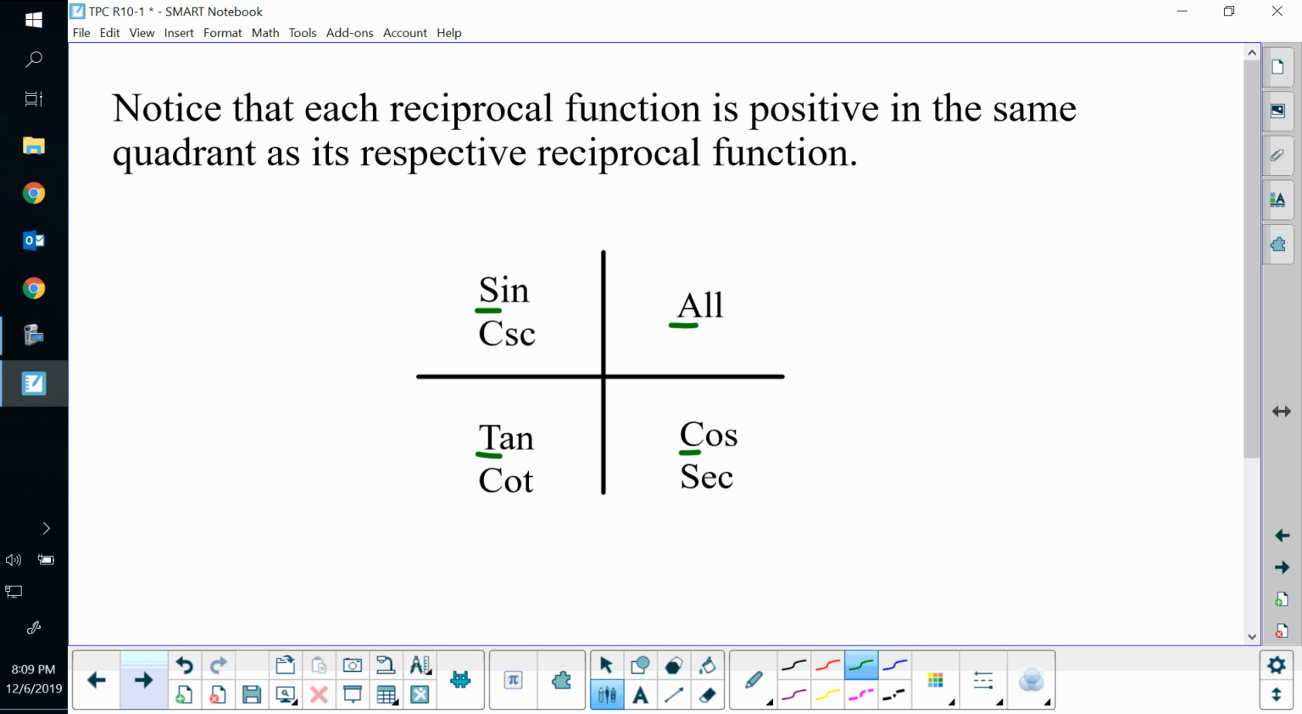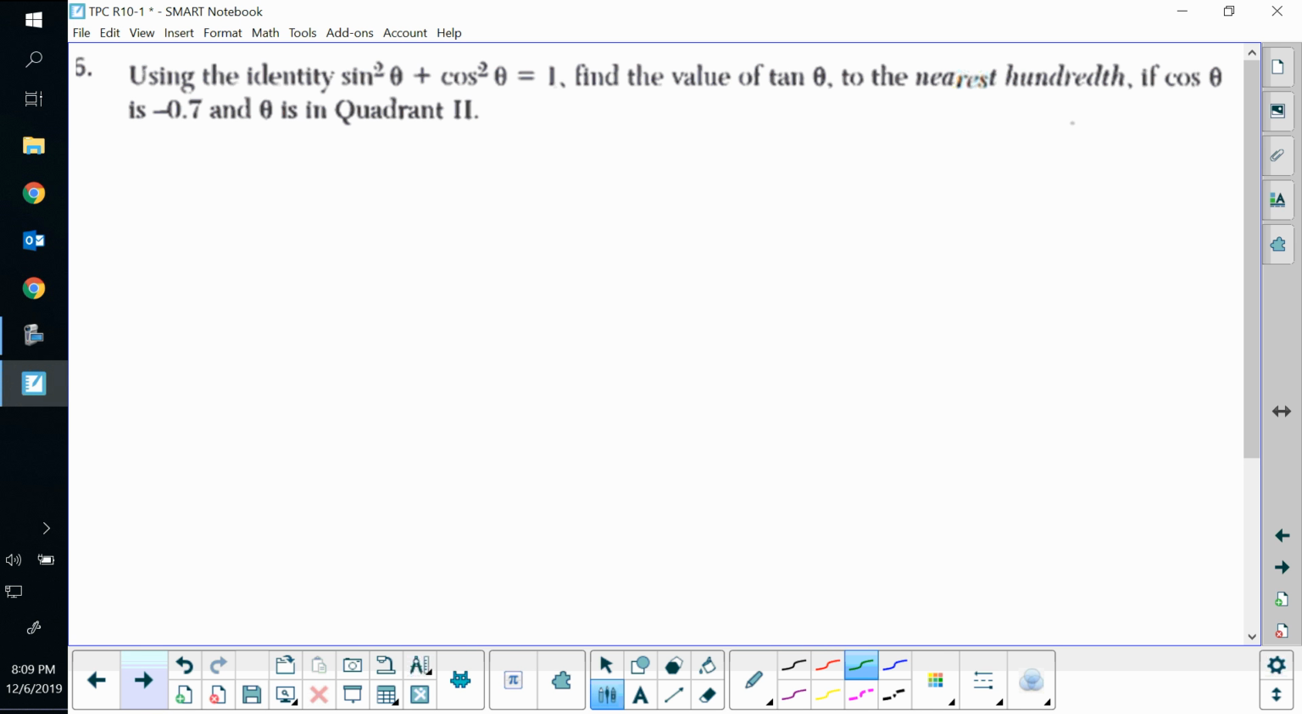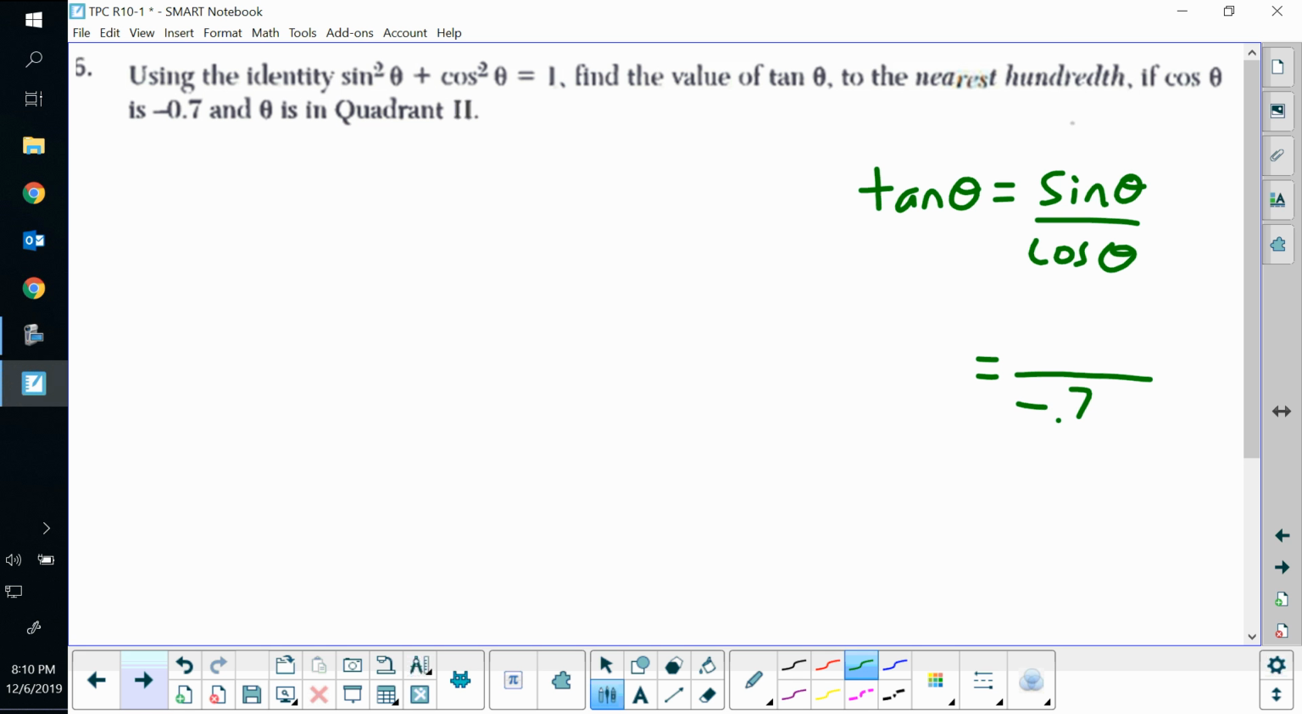All right, moving on to page 3. We want to use one of our Pythagorean identities, which is given to us there, sine squared theta plus cos squared theta equals 1. We want to eventually find what tan theta is equal to. Well, we need to keep in mind something we saw on one of the other pages, that tan theta is really just sine theta over cos theta. Well, notice they tell us that cos theta is negative 0.7. So we know the denominator here is just going to be negative 0.7. All that we need to do is find the sine value. And we can find that by using our Pythagorean identity.